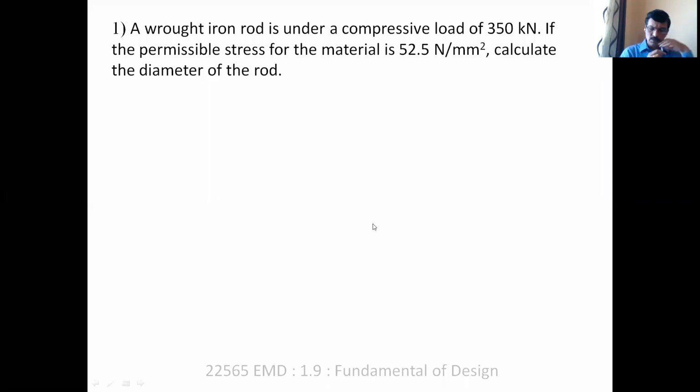Now after tensile stress, let us have a problem based on compressive stress. Now you just look at that particular problem statement. There is a rattan rod which is subjected to compressive load of 350 kilonewton. If the permissible stress in the material is 52.5 megapascal, calculate the diameter of the rod. So it is a compressive load given, means compressive stress is induced.